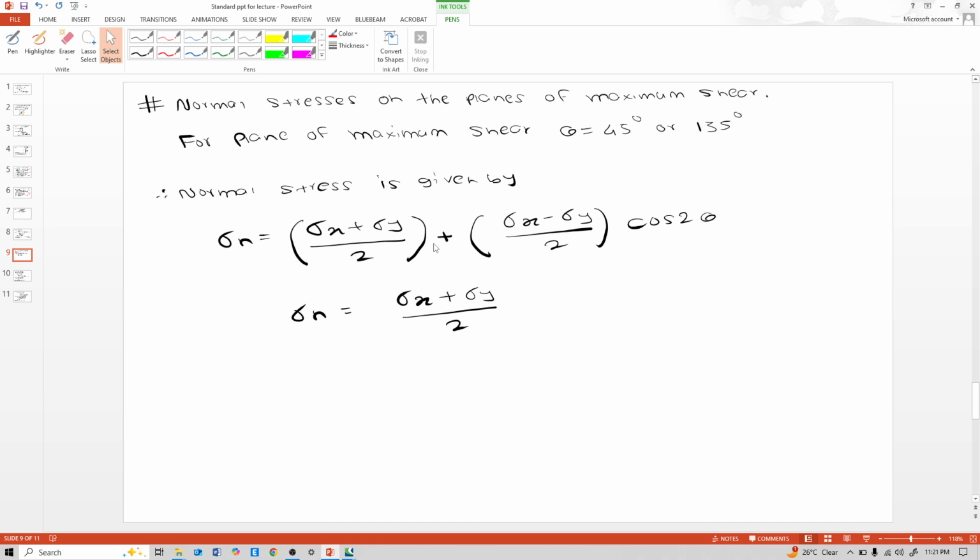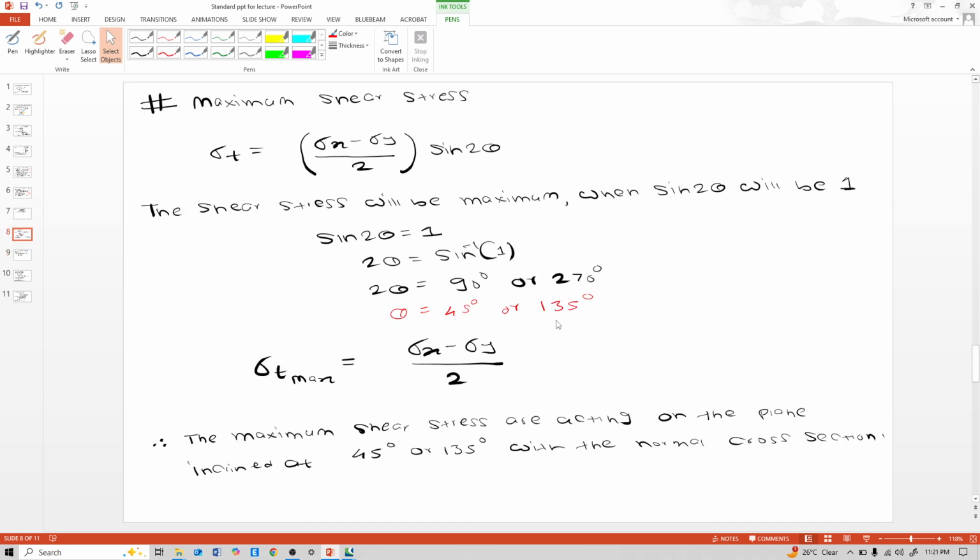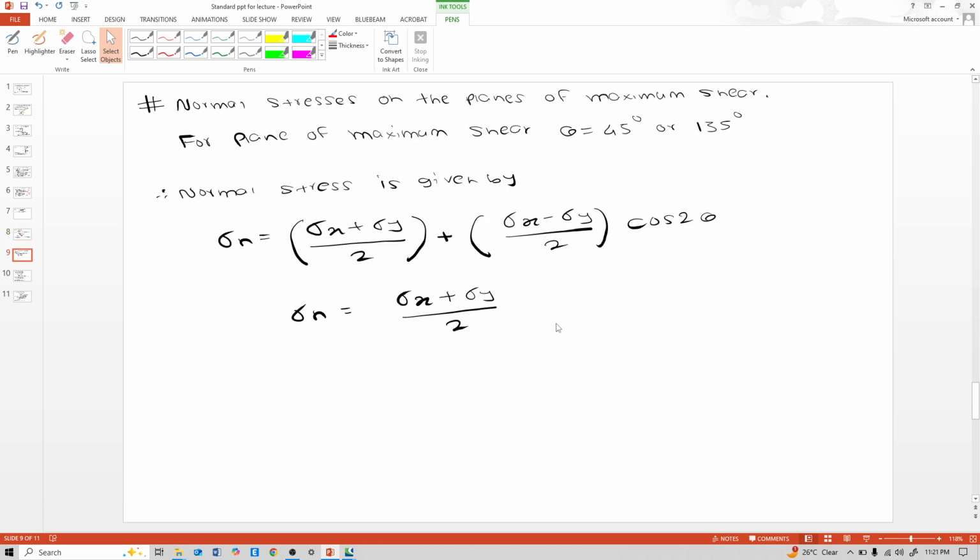For tangential stress, the tangential stress is maximum when theta is equal to 45 degree or 135 degree, and the formula for maximum tangential stress is sigma x minus sigma y upon 2. And the normal stress at maximum shear, that means when theta is equal to 45 degree or 135 degree, is also sigma x plus sigma y upon 2. Only the sign changes between them.